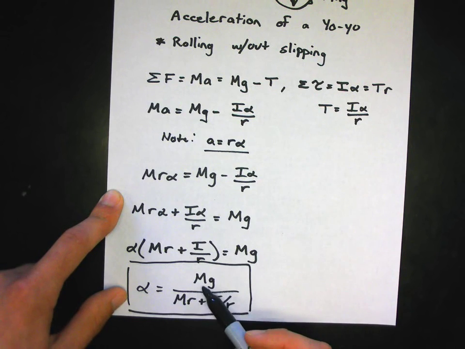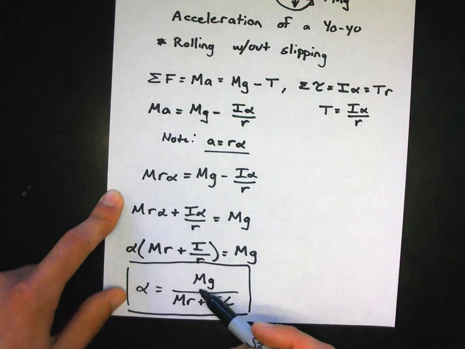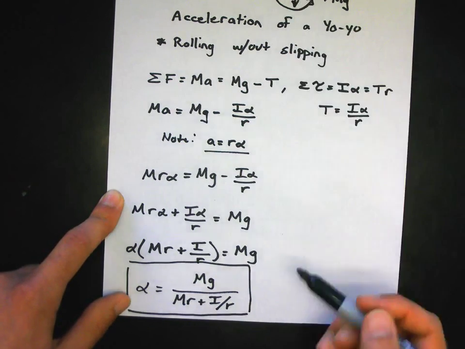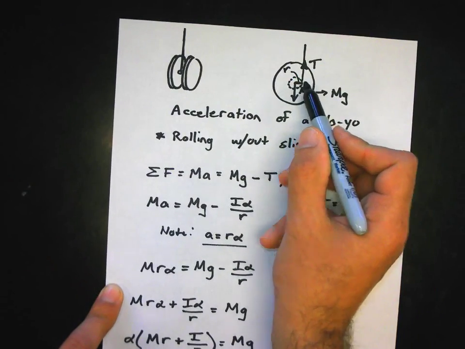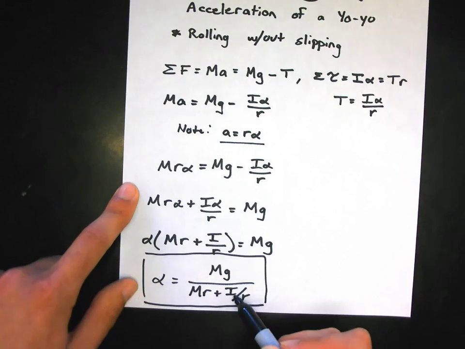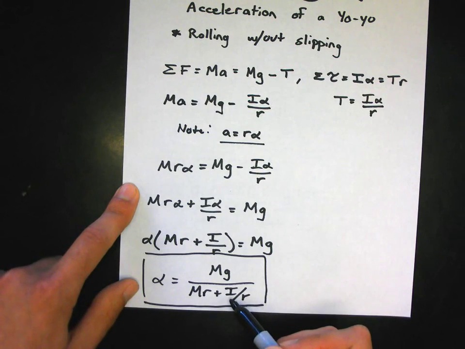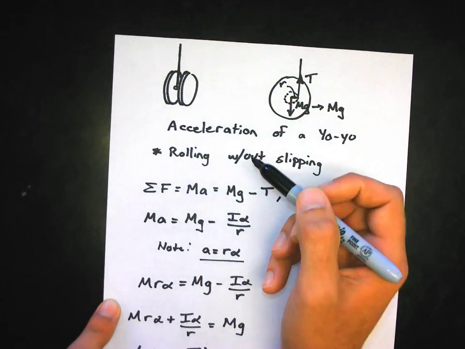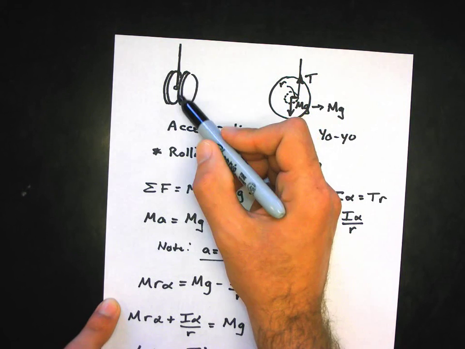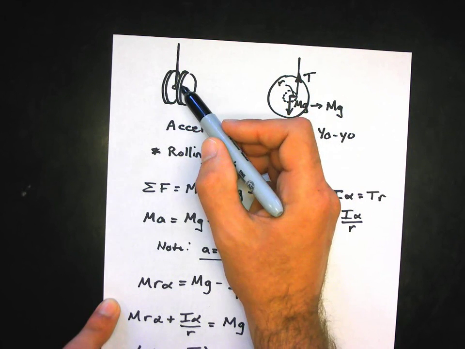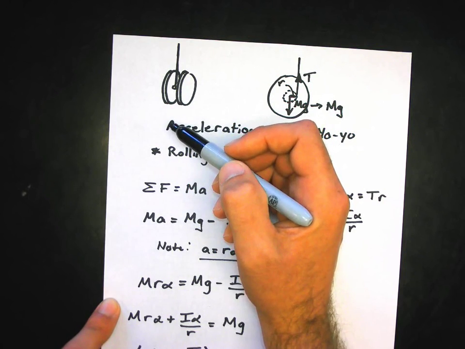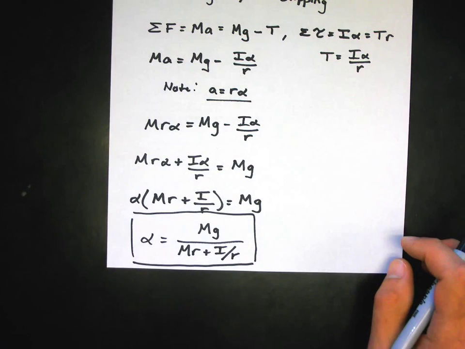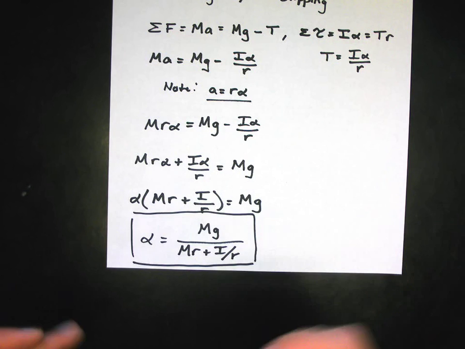So we can find what that total mass of the system is. We could measure what that small radius is. That small radius. And we can calculate what that total moment of inertia is. So the total moment of inertia of this whole yo-yo, using the concepts of moment of inertia of each of the individual discs and the moment of inertia of that center cylinder. So there is our expression for angular acceleration.